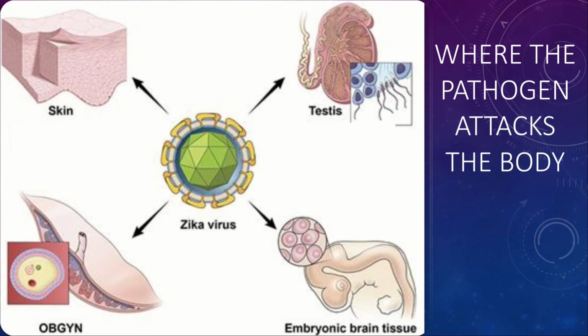Where the pathogen attacks the body. The Zika virus attacks your skin cells, right here. It attacks the embryonic brain tissue of a child, and it attacks the male and female reproductive organs.